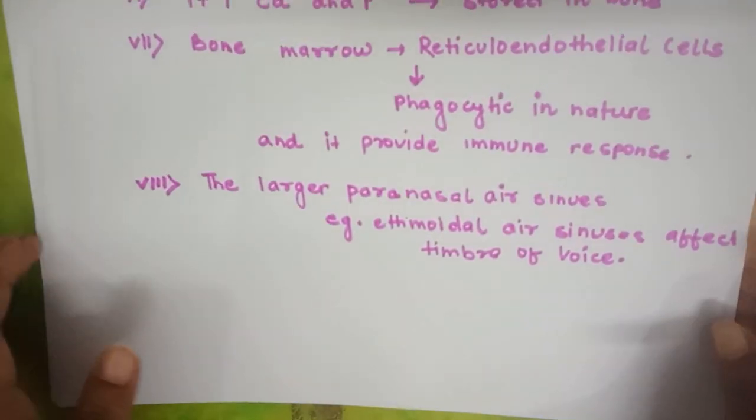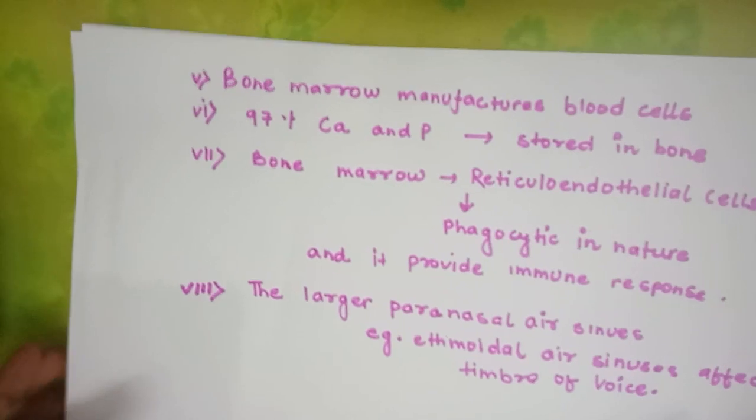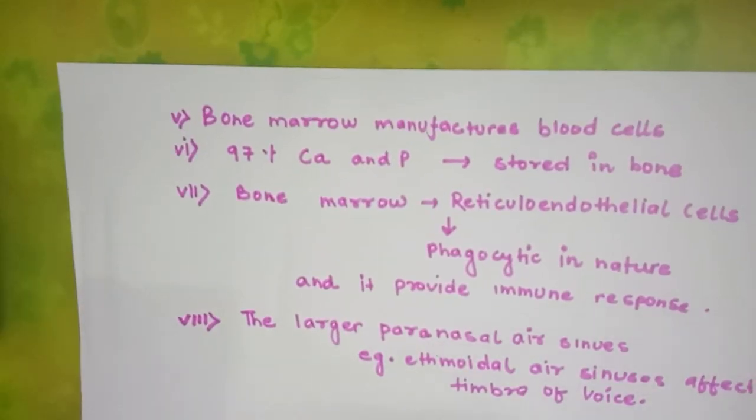The fifth function is bone manufactures blood cells. This is a very important function of bone. Bone has bone marrow. Okay, this bone marrow manufactures blood cells. Blood cells are very important: WBC, RBC, that form the blood cells of the blood. Now the sixth function is 97% of calcium and phosphorus is stored in bone. Okay, 97% of the calcium and phosphorus of our body is stored in bone.